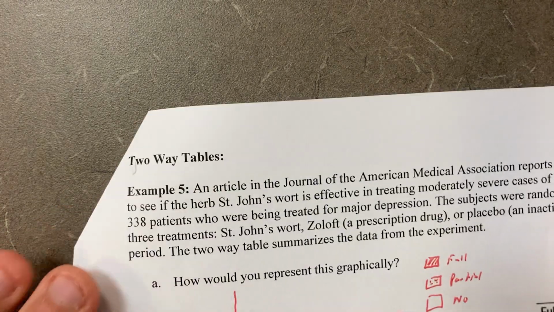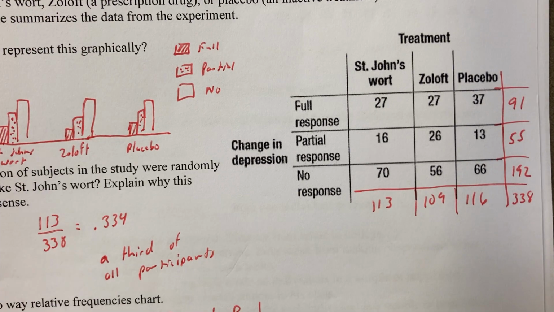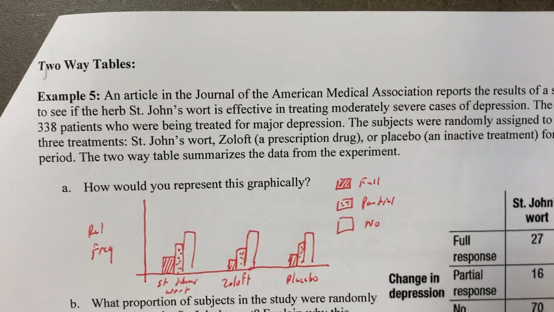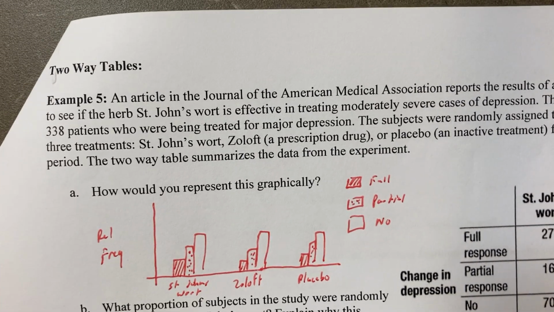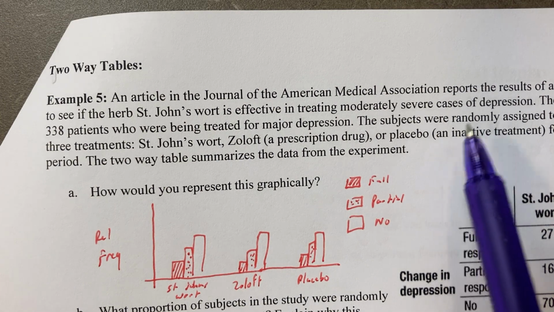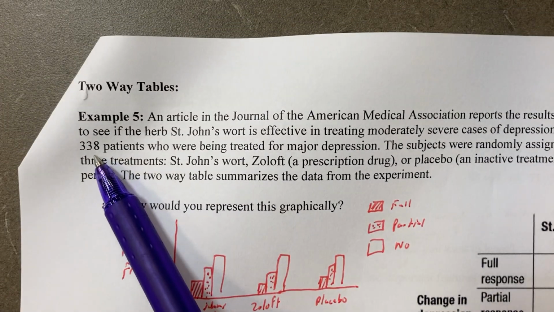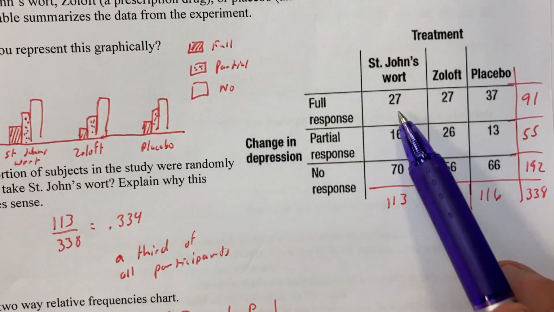All right, last page. Two-way tables. Sometimes data can show up in two-way tables. Here we're looking at St. John's wort. Is it effective in treating moderately severe cases of depression? The study involved 338 patients. If you go over here, we have all of this data.